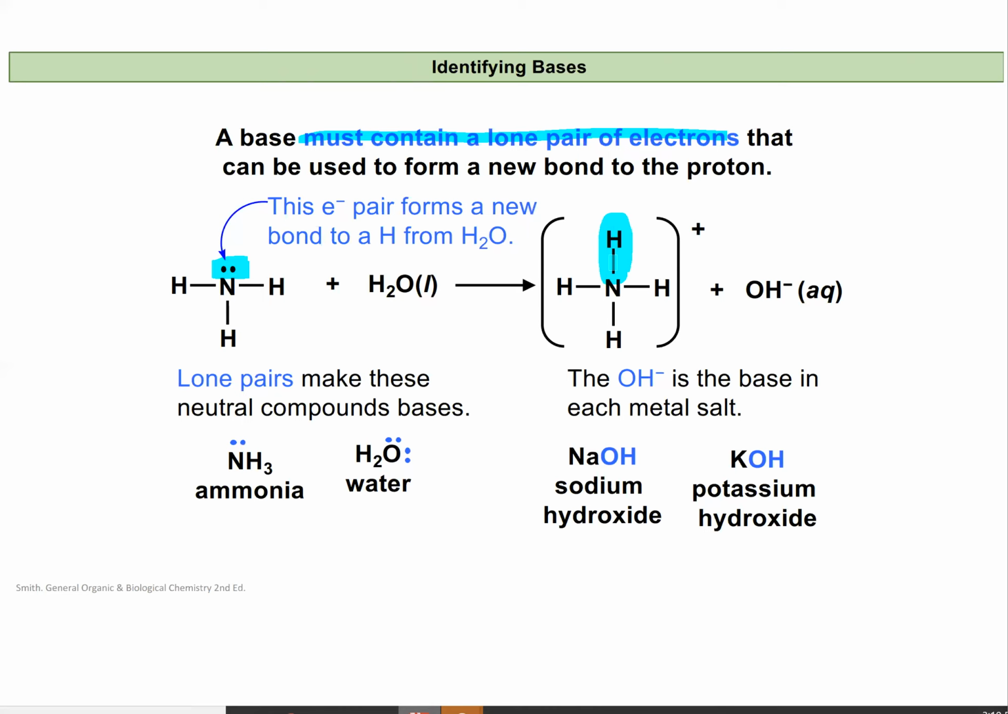Another very common one is water or hydroxides, anything with oxygens. Oxygen will have 2 lone pairs at least. If it's an anion, it's actually going to have 3. And these are the electrons that are shared as a base.